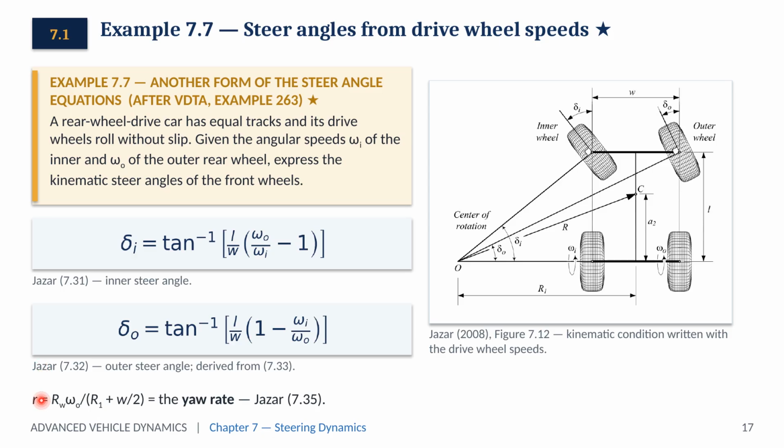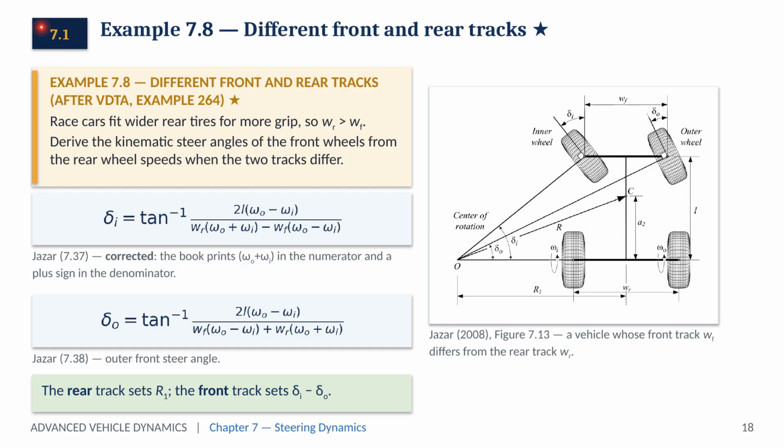Then we substitute into the front wheel geometry and obtain equation 7.31 for the inner wheel and 32 for the outer one. The yaw rate follows directly from the outer wheel speed. Example 7.8 extends that result to a vehicle whose front and rear tracks differ. Race cars fit wider rear tires for grip, so WR exceeds WF.